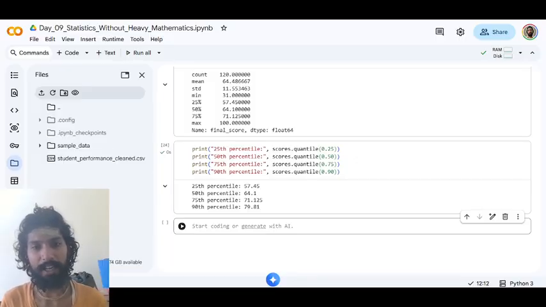Suppose the 90th percentile is 89, or in our case, it is 79. We could say a student scoring above 79 is among approximately the top 10% of scores in this dataset. Percentiles are useful in examination rankings, income analysis, website response times, delivery performance, health measurements, and customer spending analysis.